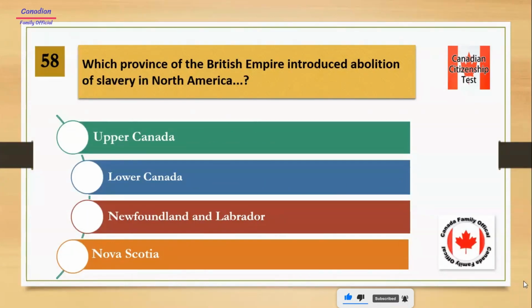Which province of the British Empire introduced the abolition of slavery in North America? Number 1 Upper Canada. Number 2 Lower Canada. Number 3 Newfoundland and Labrador. Number 4 Nova Scotia. And the answer is Upper Canada.